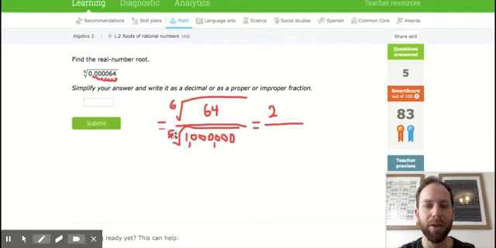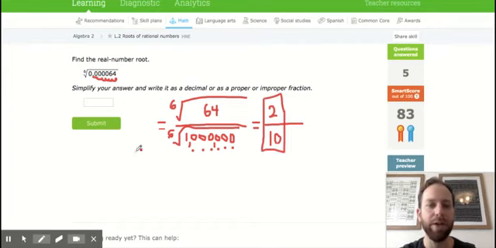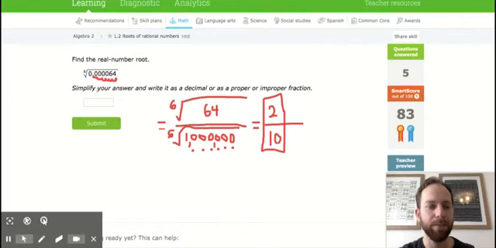And then let's think about this. What would we multiply by itself 6 times to get 1 million? Well, look how many zeros there are. 1, 2, 3, 4, 5, 6. So since there's 6 zeros, that would be 10 to the 6th power. 10 times itself 6 times, we just keep adding zeros, and you'll have 6 of them once you're done. So our answer is 2 over 10, or 2/10.